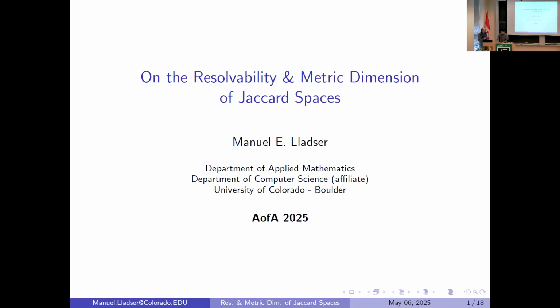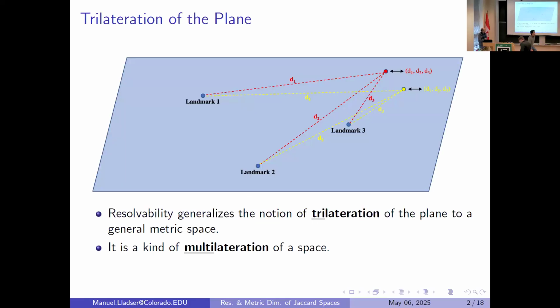All right, thank you. Okay, so here's a plane. We all are very familiar with the notion of trilateration of the plane that says that if you have three non-collinear points, like these landmarks, any other point, for instance, the red point or the yellow point, is uniquely described by the distance to those landmarks. Well, the notion of resolvability is a generalization of the notion of trilateration, a kind of multilateration of any metric space, not just the Euclidean space, okay?